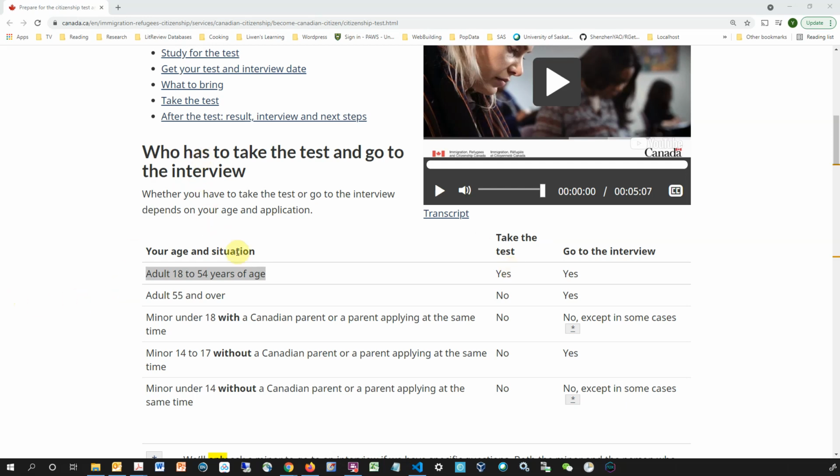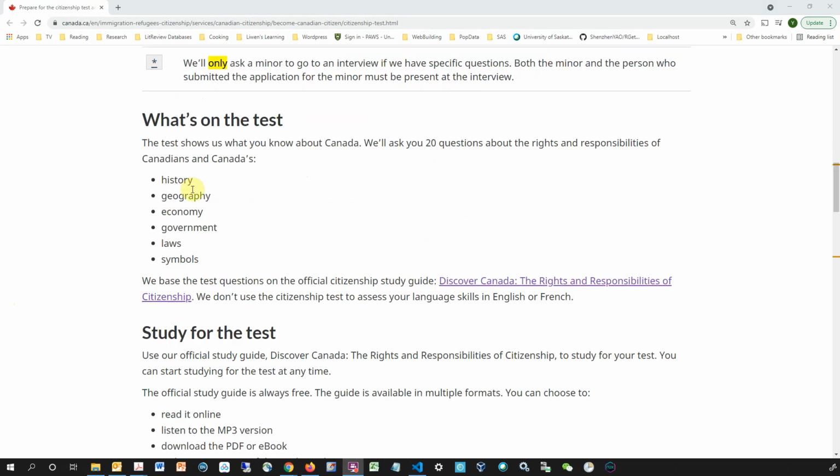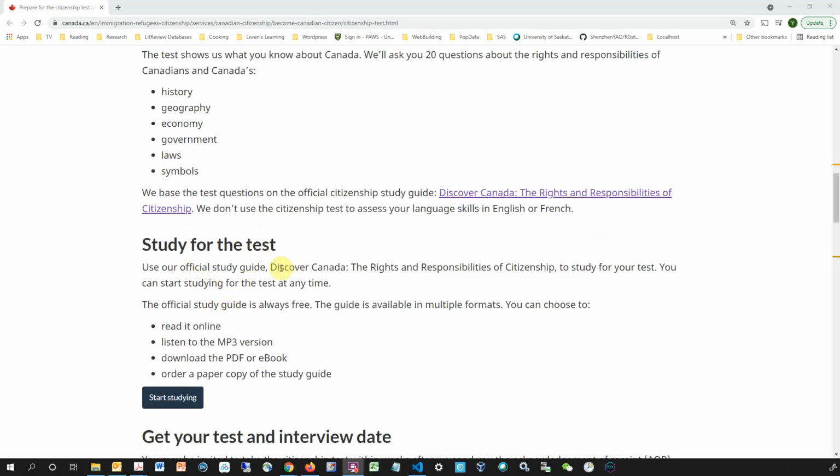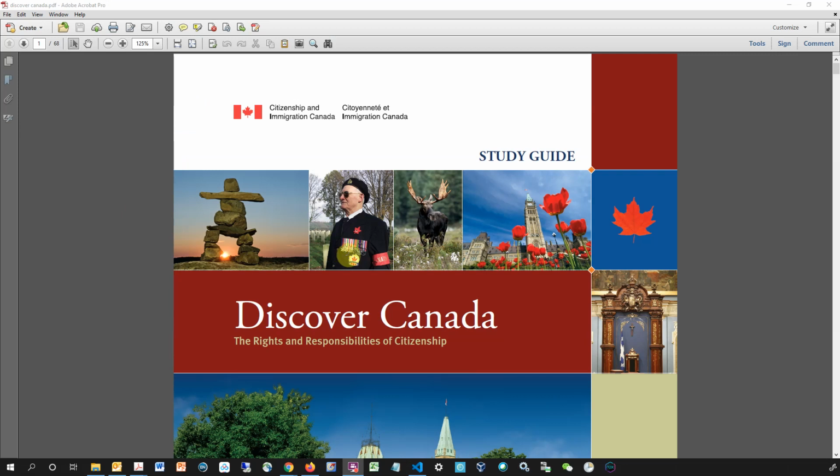To become a Canadian citizen, most people have to pass the citizenship test. The test is about the following aspects of Canada: history, geography, economy, government, laws, and symbols. And the only official guide is the book called Discover Canada, which is this book.